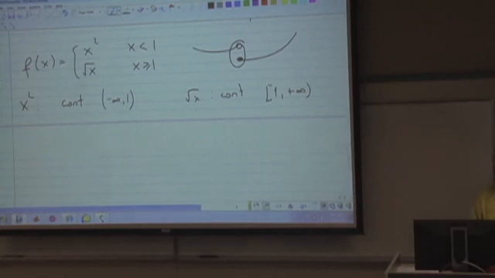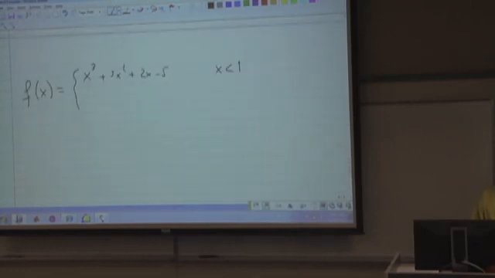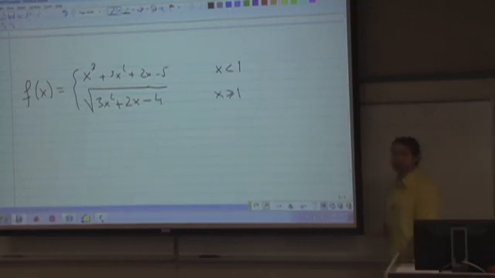Well, because I was actually nice enough to give you a nice function. How about if I would give you a function of the nature of, I don't know, x cubed plus 3x squared plus 2x minus 5, for x being less than 1, and the square root of 3x squared plus 2x, let's see, minus 4. Now what? Skip it. Do you understand why graph is not allowed?